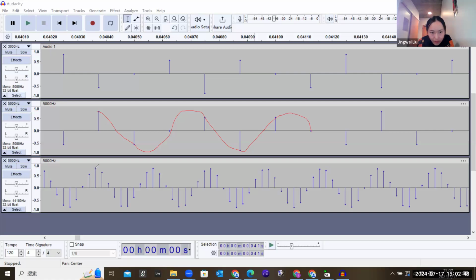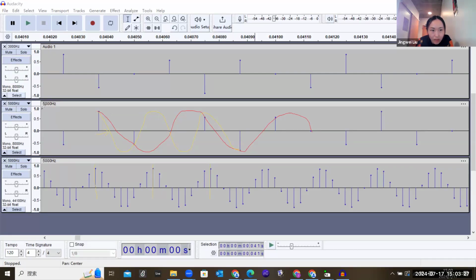But an alternative way is to draw it like this, right? So here I already went like a quarter, and I go here, and then I come here, and then I go here and go here, and do like this. Okay, so for this yellow line, it's the same as the real 5,000 hertz.